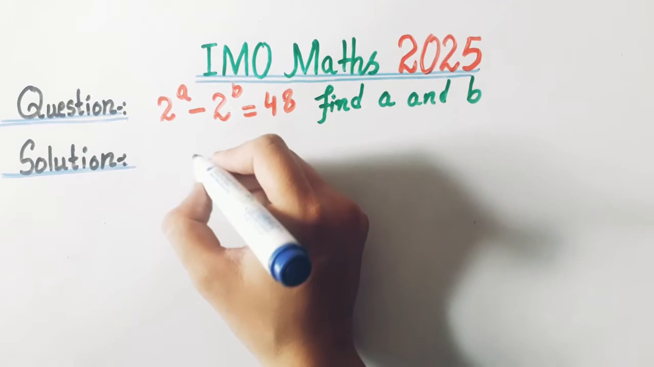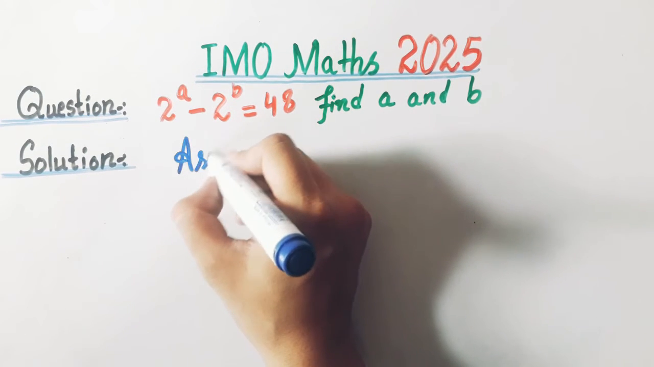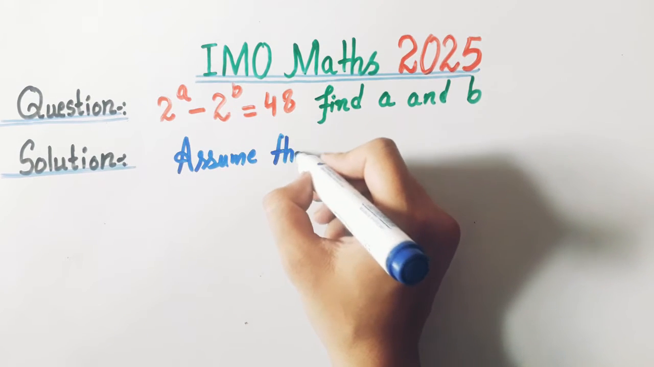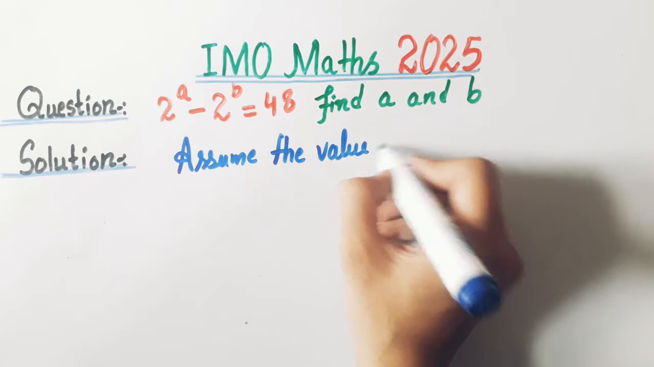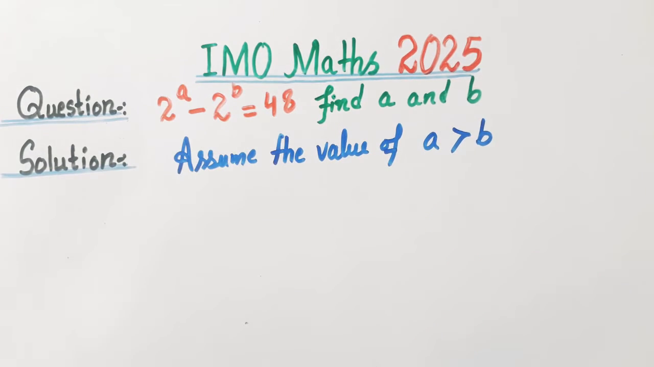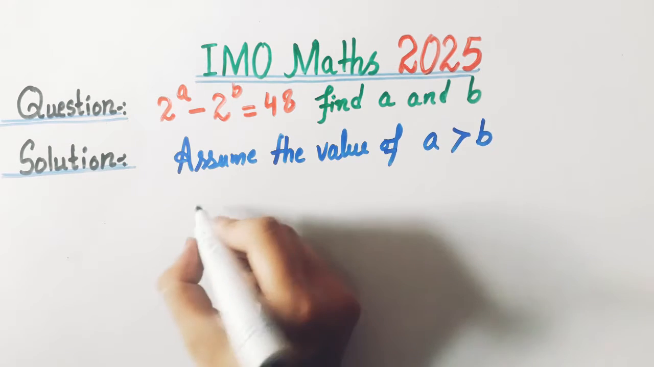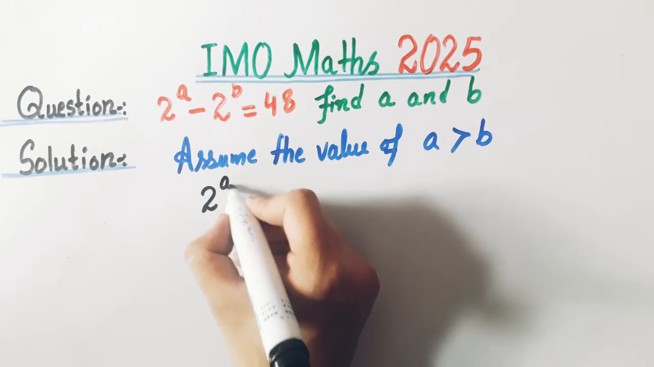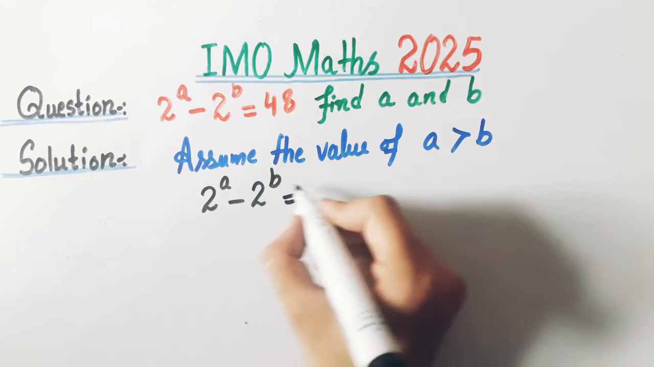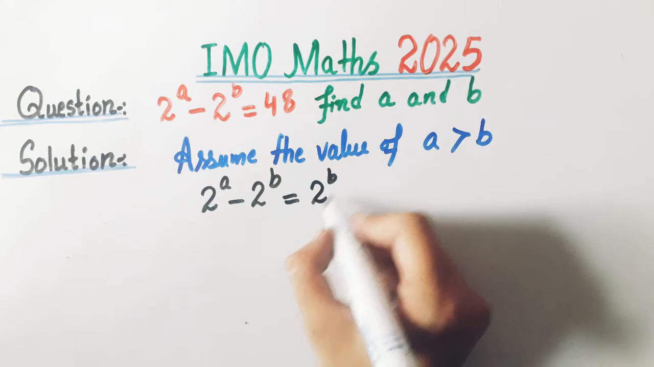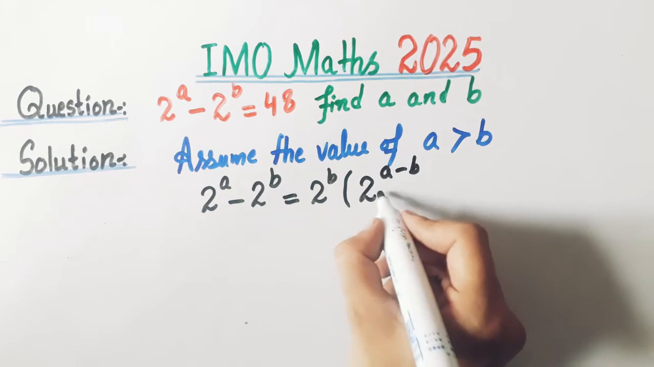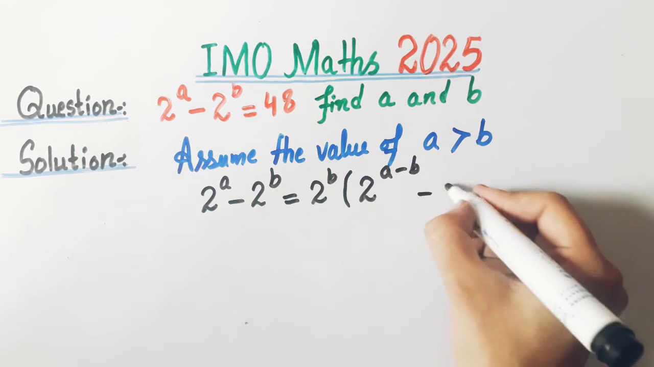So first of all, you will assume that the value of a is greater than b. Then we will apply the identity, that is 2 raised to power a minus 2 raised to power b, and can be taken as 2 raised to power b as common. Remaining is 2 raised to power a minus b, because a is greater and b is smaller, minus 1.